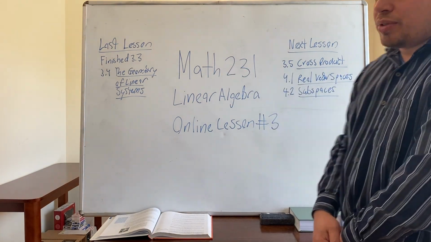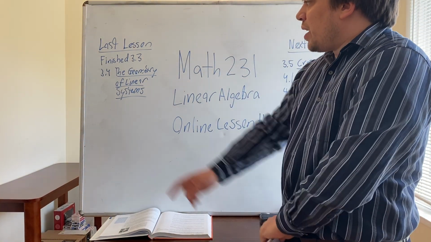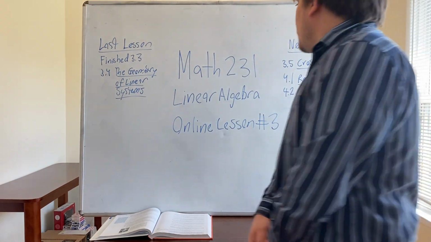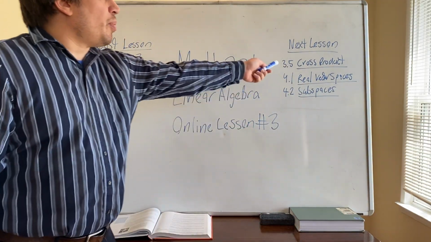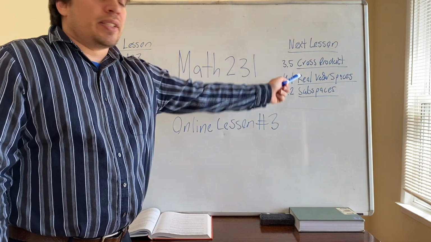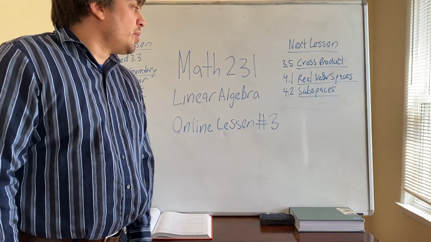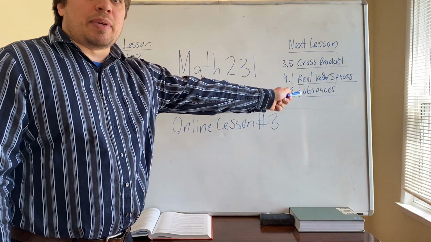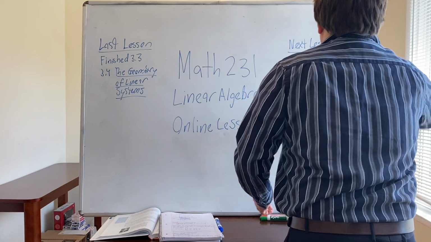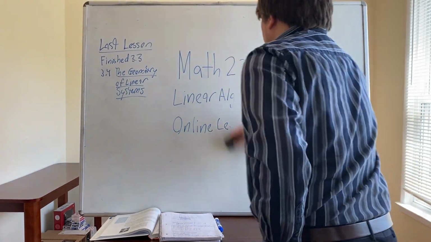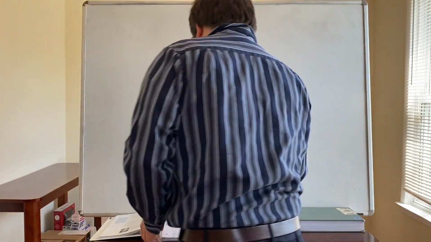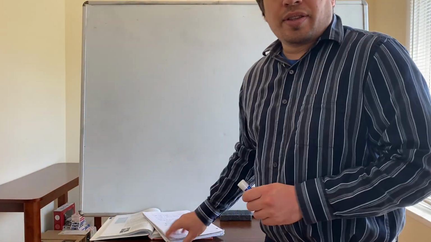Last lesson, we finished 3.3, and we covered 3.4, the geometry of linear systems. This class, we will talk about 3.5, cross product, 4.1, real vector spaces, and if there's time, we will talk about 4.2, subspaces. So let's start with 3.5.